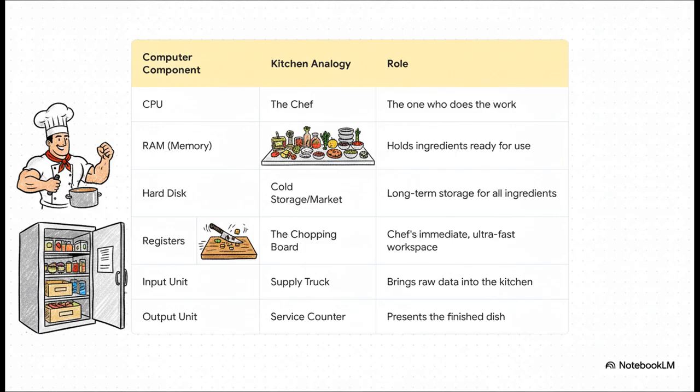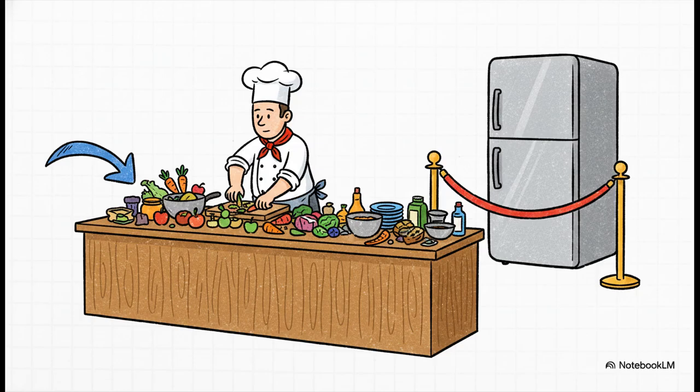Now, this is maybe the most important rule of the kitchen, so listen up. The chef, our CPU, he cannot go to the cold storage, the hard disk, to get ingredients. It's just not allowed. The program and all the data it needs must first be brought out and placed on the kitchen counter, the RAM, before any work can begin.